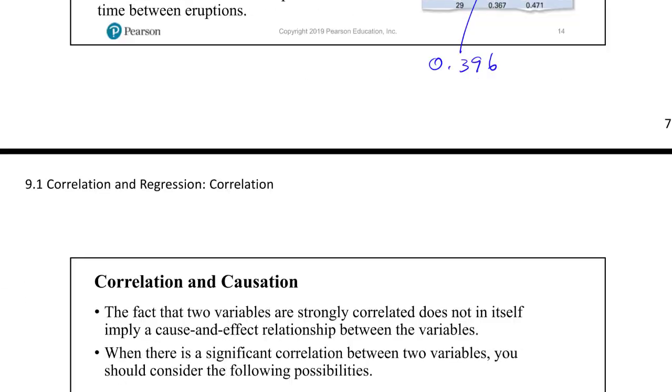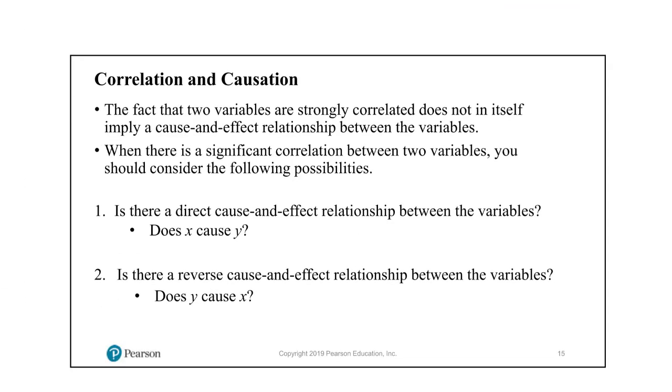But one thing we have to be aware of is the difference between correlation and causation. Just the mere fact that two things are correlated does not mean one is causing the other. So that's what we're saying in this first bullet point here. The fact that two variables are strongly correlated does not in itself imply a cause and effect relationship between the variables. It's a good reason to investigate whether there is, but you need more than just the correlation.